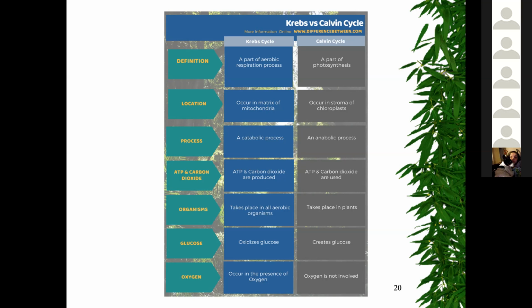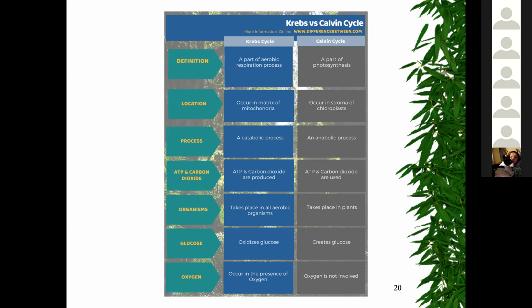In the Krebs cycle, ATP and carbon dioxide are produced, the result of respiration, whereas in the Calvin cycle, they're used. ATP and carbon dioxide are used, and the ATP, of course, comes from the light reaction of photosynthesis. The Krebs cycle takes place in all aerobic organisms, whereas the Calvin cycle occurs only in plants. You think about why? Well, it's because it occurs in the chloroplast, and only plants have chloroplasts. Only plants have chlorophyll, the pigment.